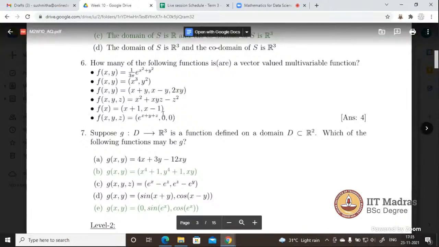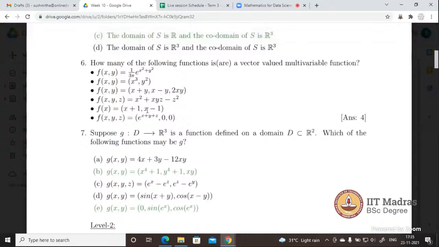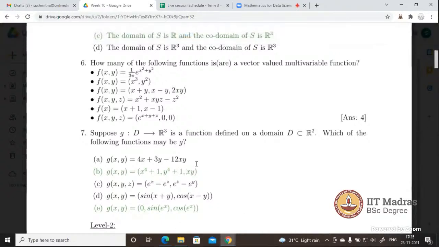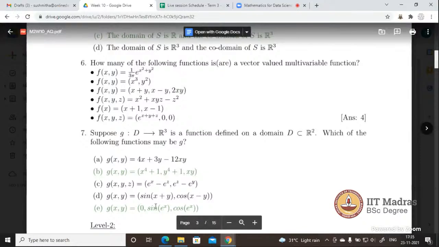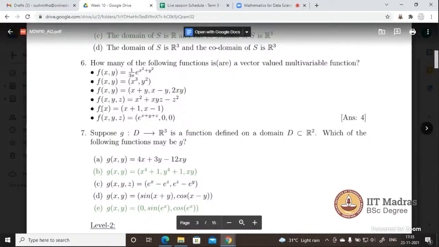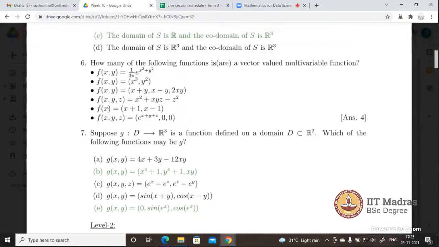Ma'am, actually I am trying to say that here n is 1. It is vector valued, but it is not multivariable. But ma'am, it is not vector valued. No, see, n is 1. I don't know what n and m are. Is n related to the codomain or the domain? Ma'am, n is related to the domain. Okay, the domain is 1. And for a vector valued function, domain and codomain both should be greater than one. But for a multivariable function, only the domain needs to be greater than one, and the codomain can be any real number. Now I think this is not multivariable, right? Because the domain is from R.